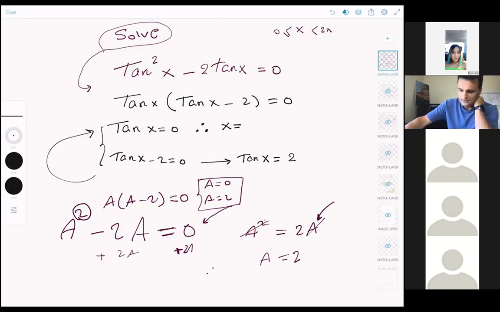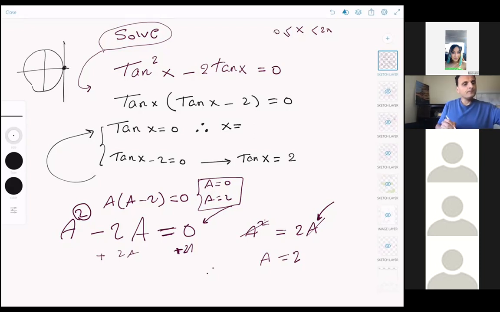Very good. This is a question where I didn't ask you to find the exact value, but 0 you should see in the table. So x equal to 0 is one of the solutions. Also x equal to 180 is another solution. You have that in your note sheet, in the unit circle, I mean.